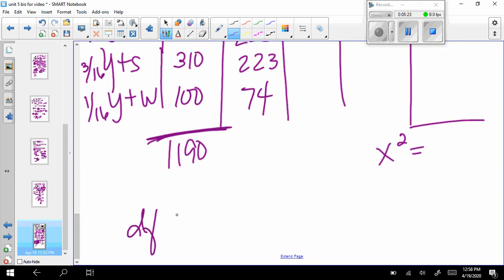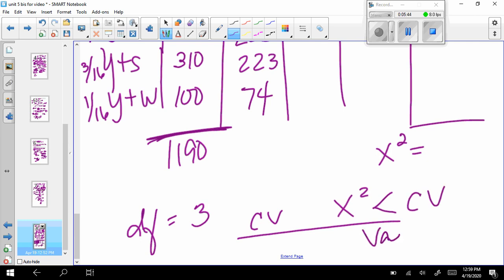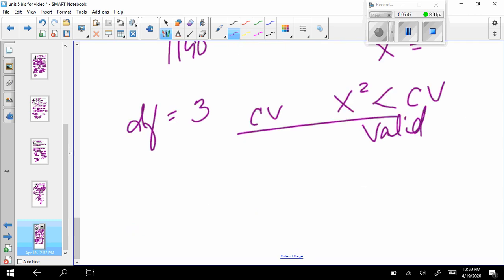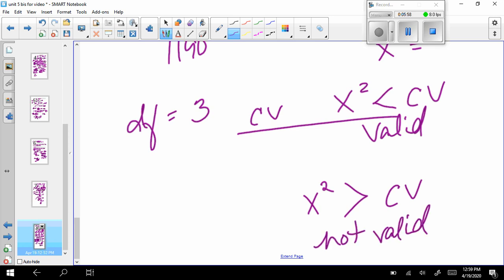My degrees of freedom would be 3, because it's always your number of possible outcomes, so I had 4 different possible outcomes, minus 1. Then I would go to my critical values chart and see what number I have to be under. If my chi-square is less than the critical value, then my answer is valid, which means that I got the results that I expected based on my Punnett square. But if my chi-square is greater than the critical value, then it is not valid, meaning I was outside the range of what was expected.